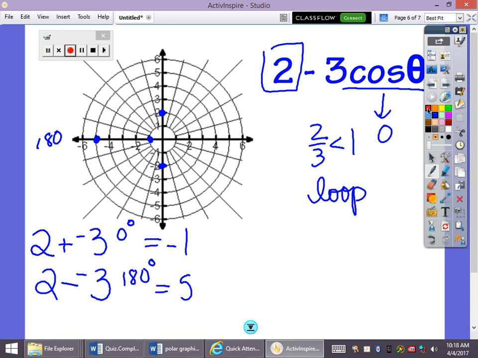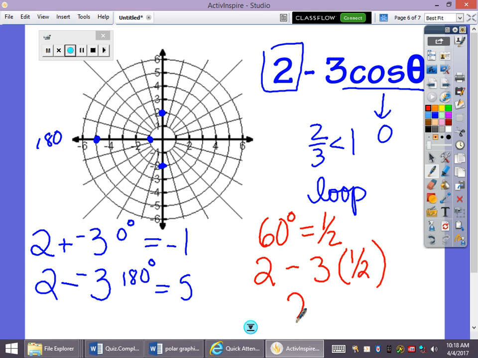For cosine, what angle do I use? I've already used the zeros and the 90s. So what do I use? 60 degrees. 60 degrees is equal to 1/2. 2 minus 3 times 1/2 is what? 2 minus 1.5, which is 0.5. So on the 60 line, I'm going to go to 0.5. And on the 60 here, I'm going to go 0.5.